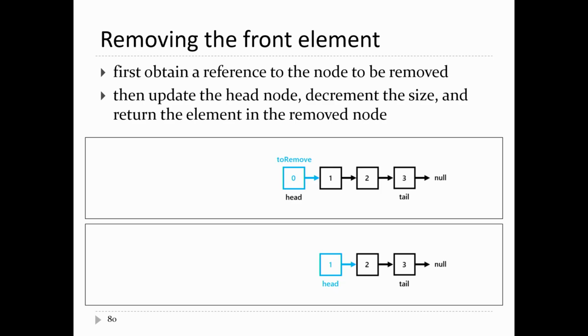So I'm going to call it toRemove. I want to unhook this node, so I'm going to sever that link. And when I sever that link, I want to make sure that I update the head node so that it points at the second node in the sequence. So before I sever the link, I'm going to get a reference to the node that has the 1.